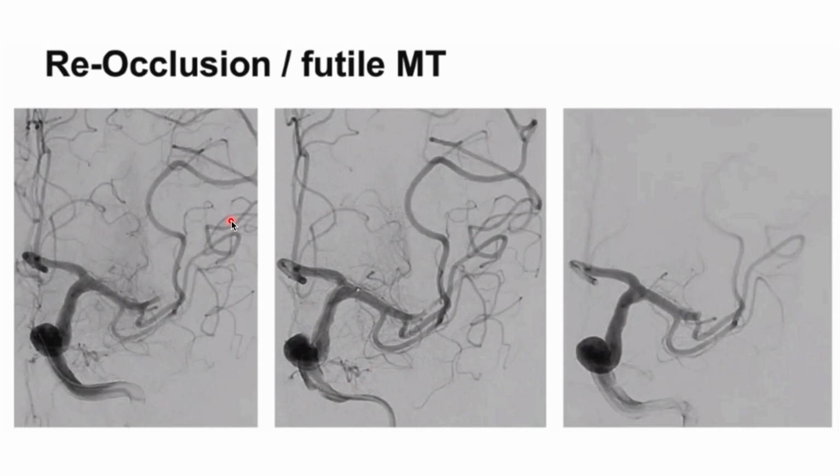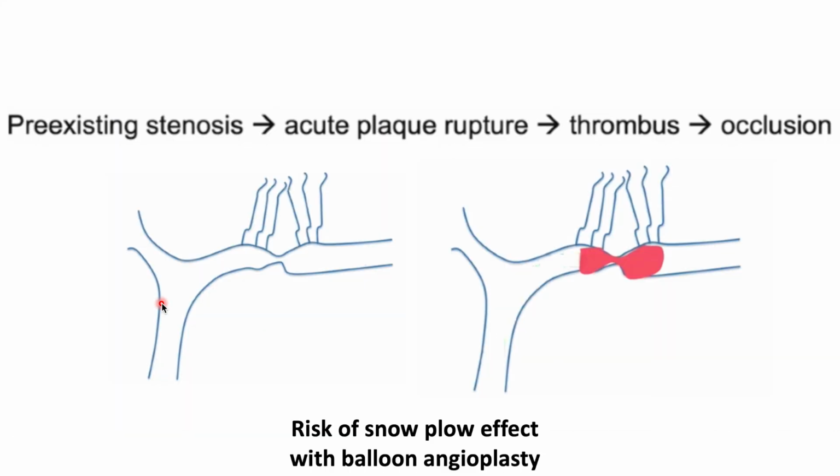Now if you have reocclusion or a futile mechanical thrombectomy, the chances are that there is an underlying ICAD which is leading to recoils. What actually happens is that there is a pre-existing stenosis and an acute plaque rupture here, and that leads to thrombus formation and then occlusion at the site. Now this risks a snow plowing effect with balloon angioplasty.